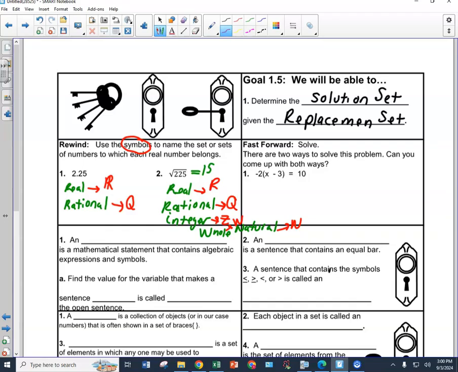All right, let's look at the next one. There are two ways to solve this. One way that you would not have thought about doing, and then the way you probably are used to doing it from junior high. The most common way that people solve this equation is by distributing. So negative 2x, negative 2 times negative 3 would be positive 6, equals 10. Subtract 6 from both sides. So negative 2x equals 4. Divide by negative 2. x equals negative 2.